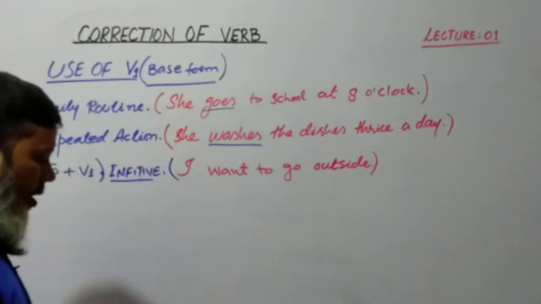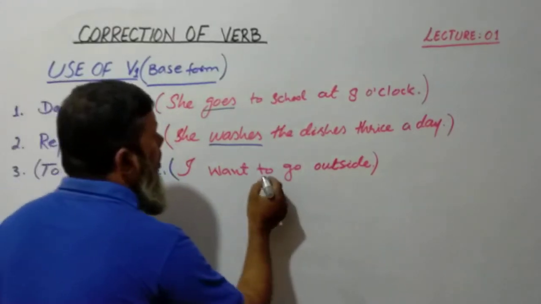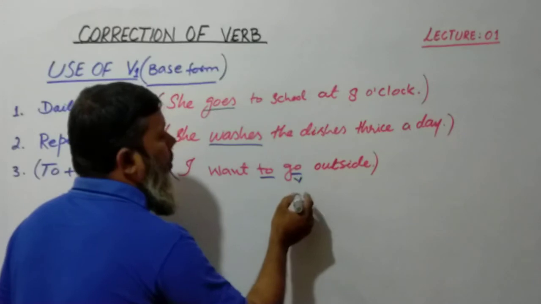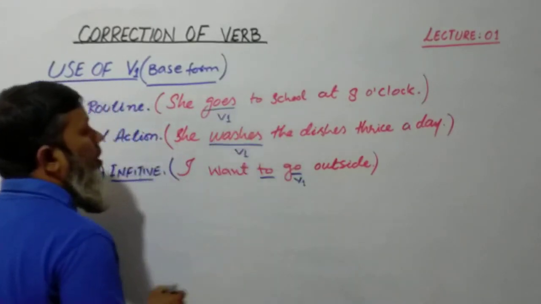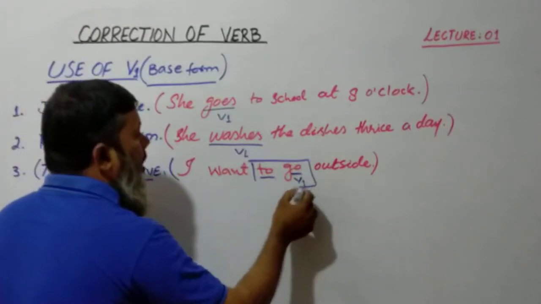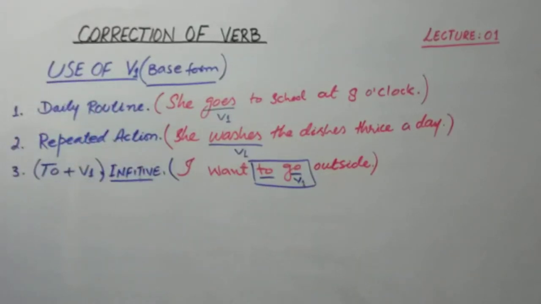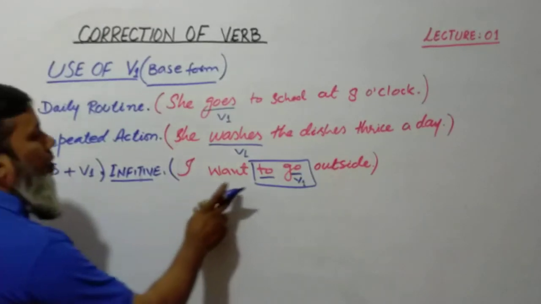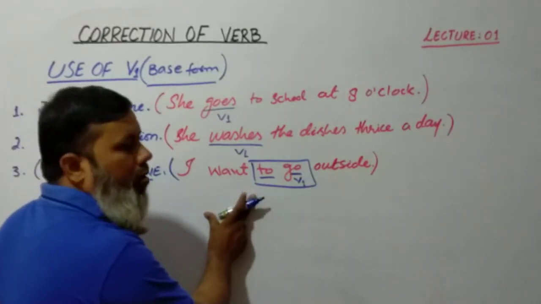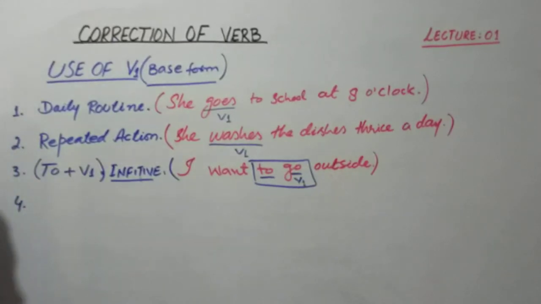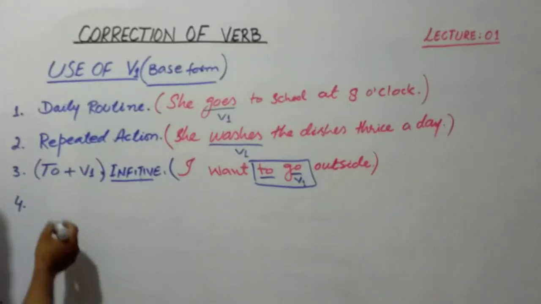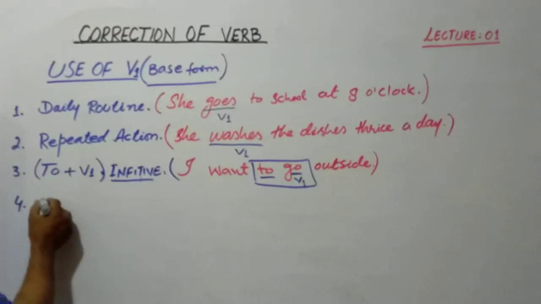Look here, after to, we use the first form of the verb. So when we talk about the infinitive, meaning to plus verb, we use the first form. We don't say I want to went outside. Wrong. Now number 4. If we know the corrections of verbs first, then we easily understand where the wrong form is mentioned or written. Next one is used after did.